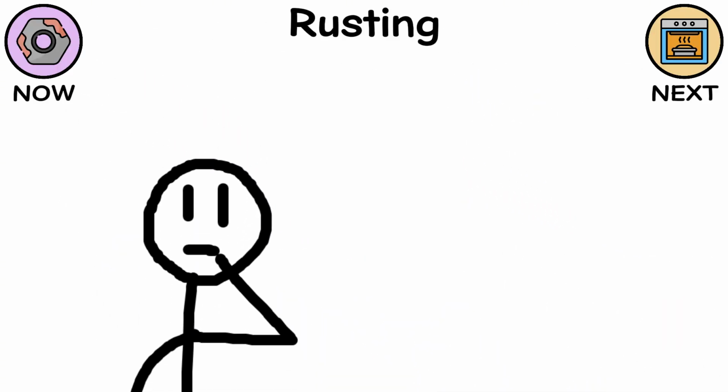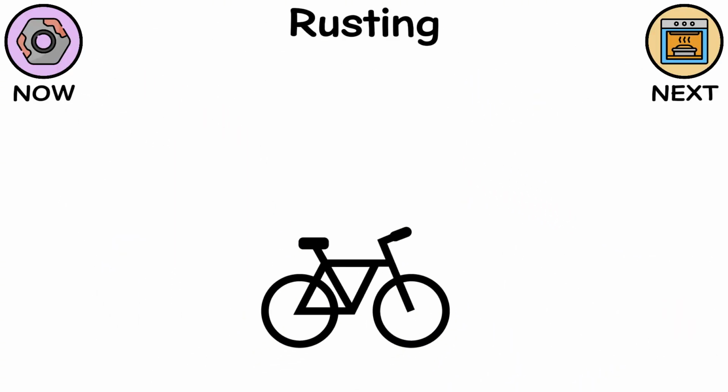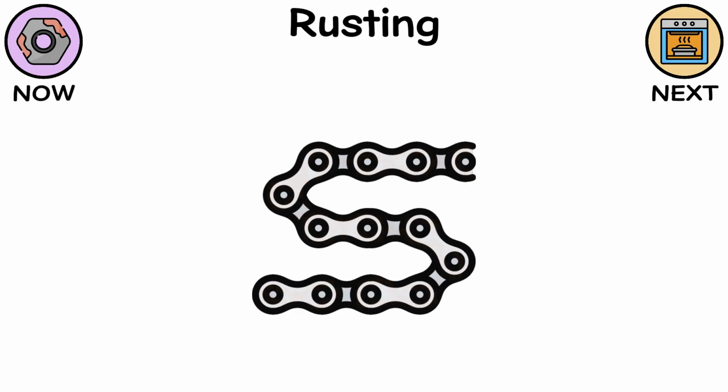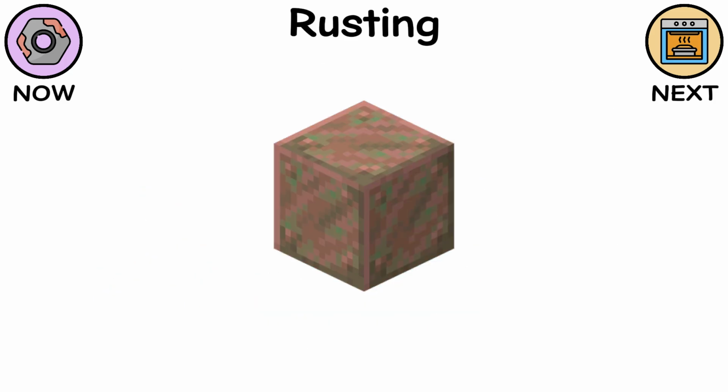Rusting. When metal meets air and water. Imagine you leave your bike out in the rain. A few days later, the chain turns orange. That's rust, a chemical reaction called oxidation.